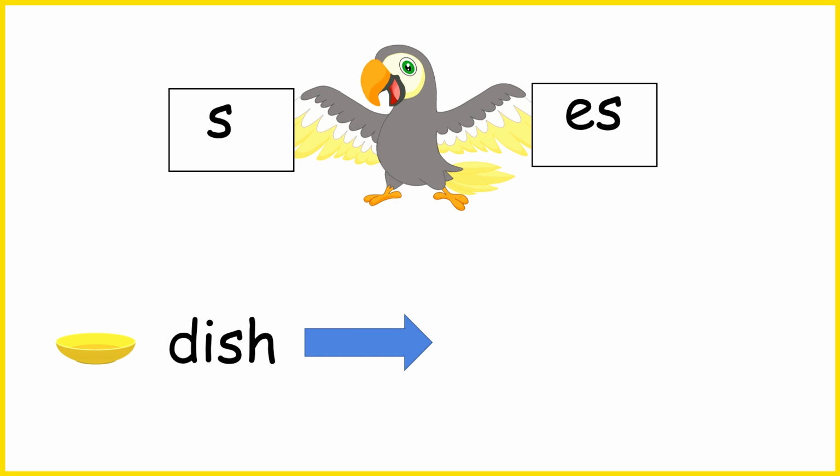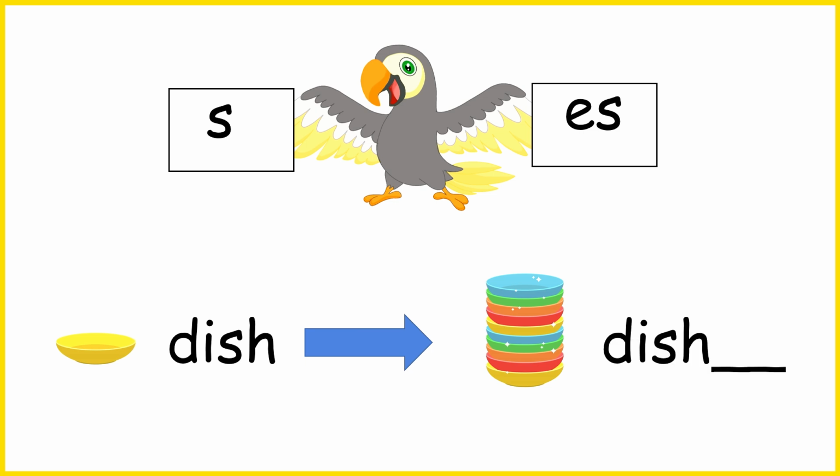I have one dish. If I want to turn it into a plural, dishes, should I add an S or an ES? You're right. We add ES because dish ends with SH, and the rule is if something ends with an SH, we add ES.